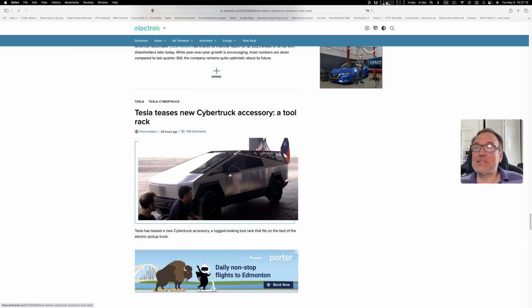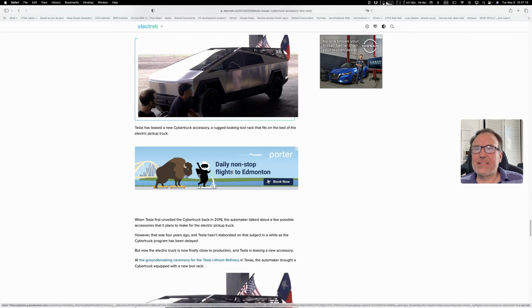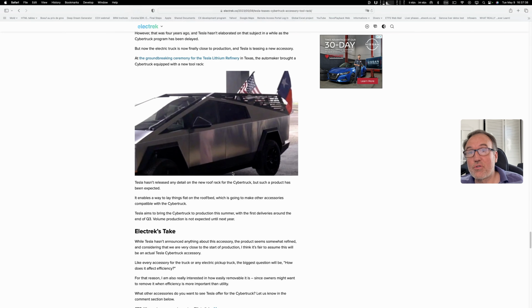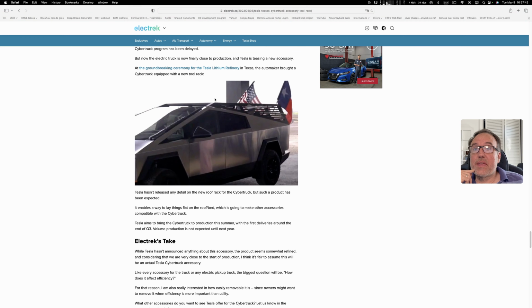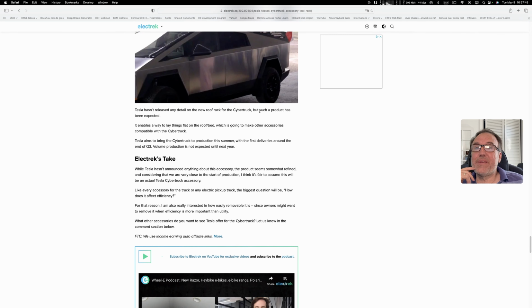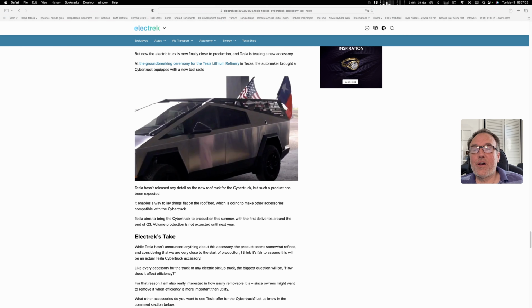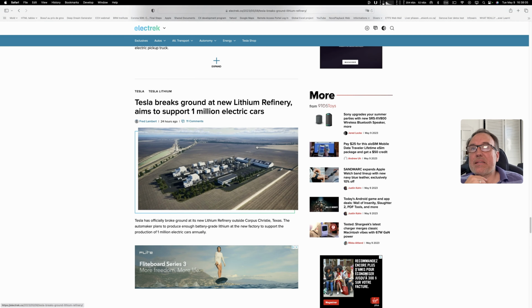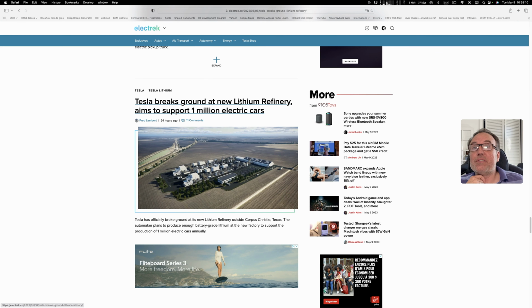If you watch the Tesla lithium video that came out, I think, yesterday, it was a groundbreaking ceremony, but not a very special ceremony, just a breaking of the ground for that new factory. And Elon Musk drove this electric truck with a roof rack like this. Maybe that's a little bit of a teaser of a Tesla accessory that will come later. And basically, this is the lithium factory that will aim to support 1 million electric cars.